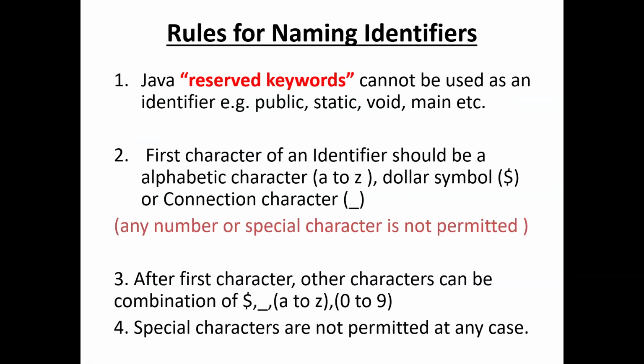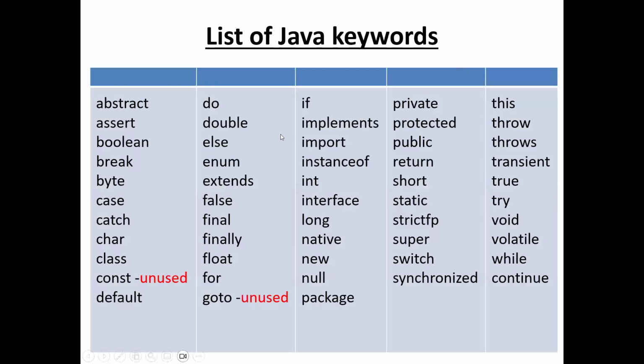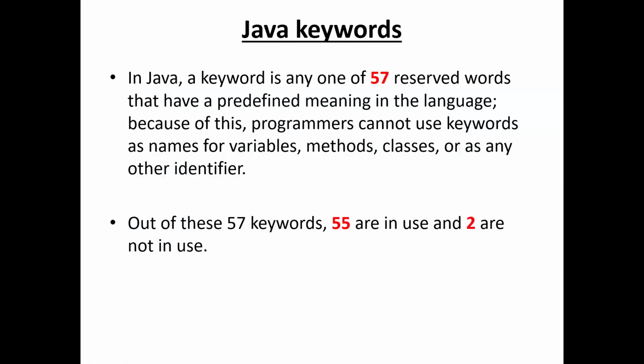Number one, rules for naming identifiers. Java reserved keywords cannot be used as an identifier: public, static, void, main. And I told you we have a lot of them, a list of Java keywords. We have abstract, we have int, we have boolean. It says public. Have it at the back of your mind that all reserved keywords in Java begin with what? Small letters.